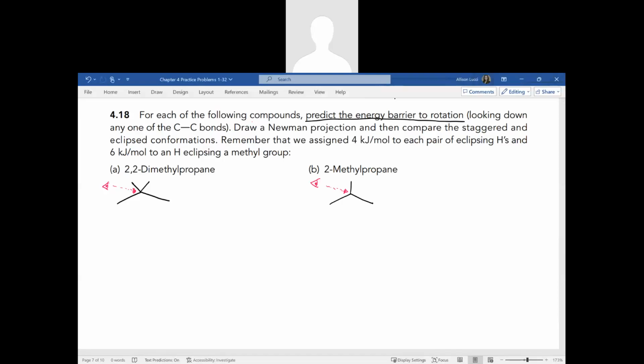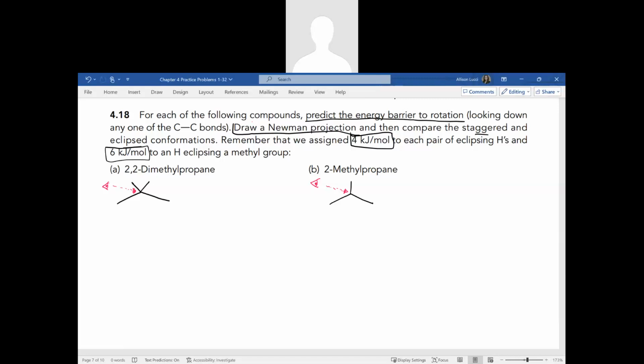So I've chosen a carbon-carbon bond for us to look down in the bond line structures indicated below. In the second part of the question, we're asked to draw the Newman projection and compare the staggered and eclipsed conformations. We're reminded that for each eclipsing pair of hydrogens, we add 4 kilojoules per mole, and for a hydrogen eclipsing a methyl group, we attribute 6 kilojoules per mole to that energy barrier to rotation. So let's take a look at part A.